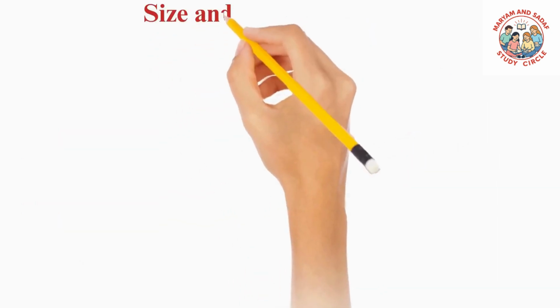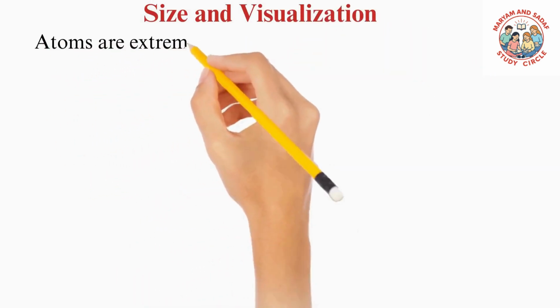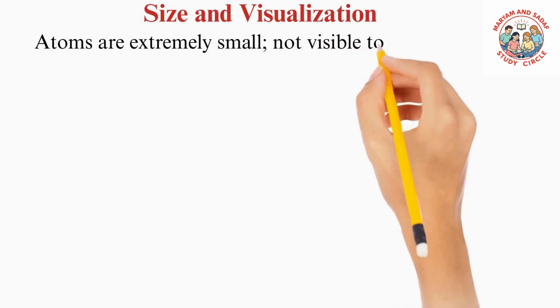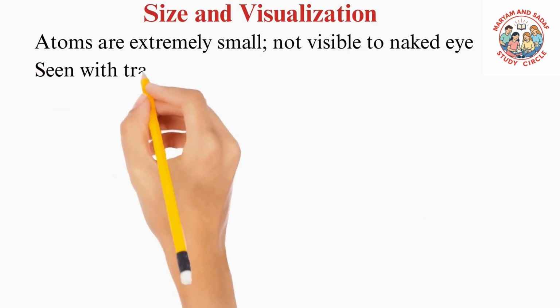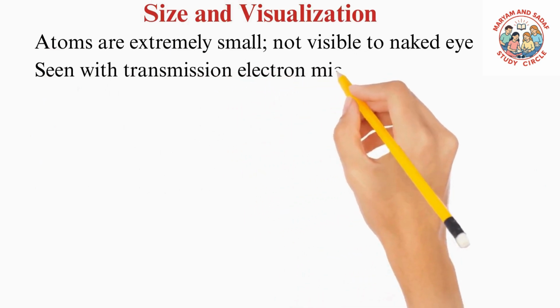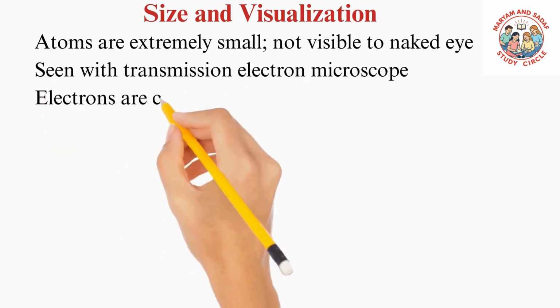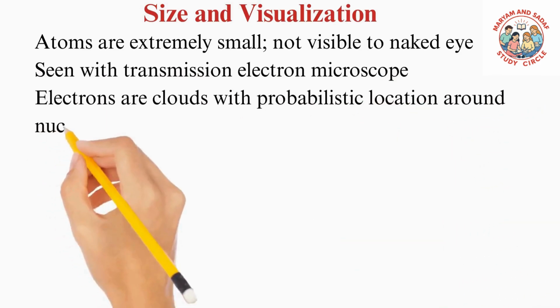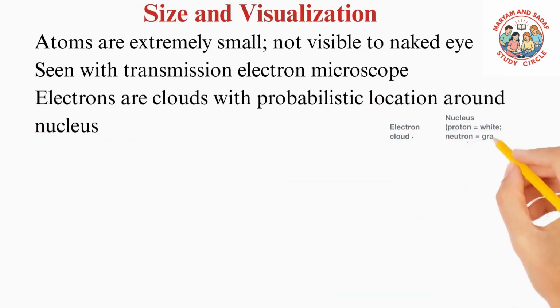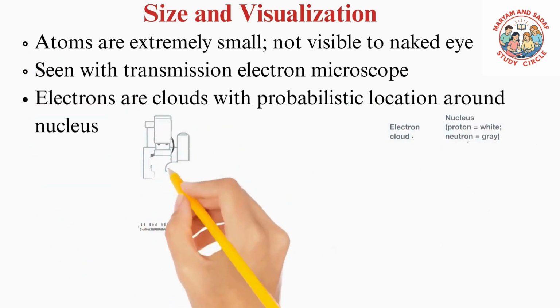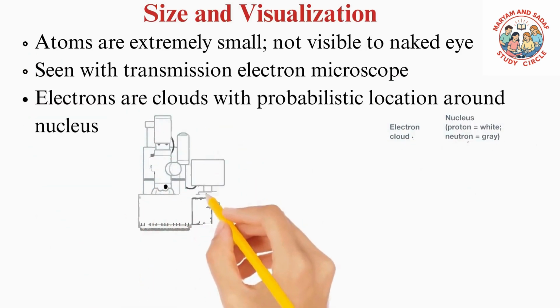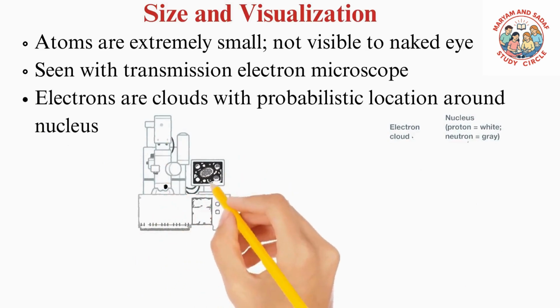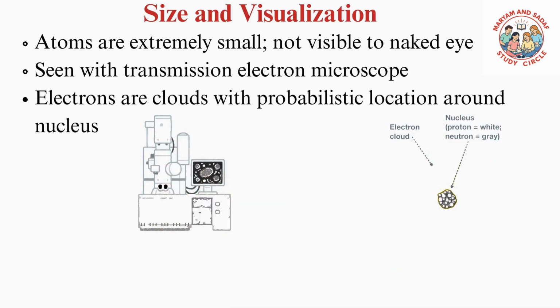Size and visualization. Atoms are extremely small, not visible to the naked eye. They are seen with a transmission electron microscope, where electrons appear as clouds with probabilistic location around the nucleus. Probabilistic location means the exact position of an electron cannot be known, only the likelihood of finding it in a certain region around the nucleus.